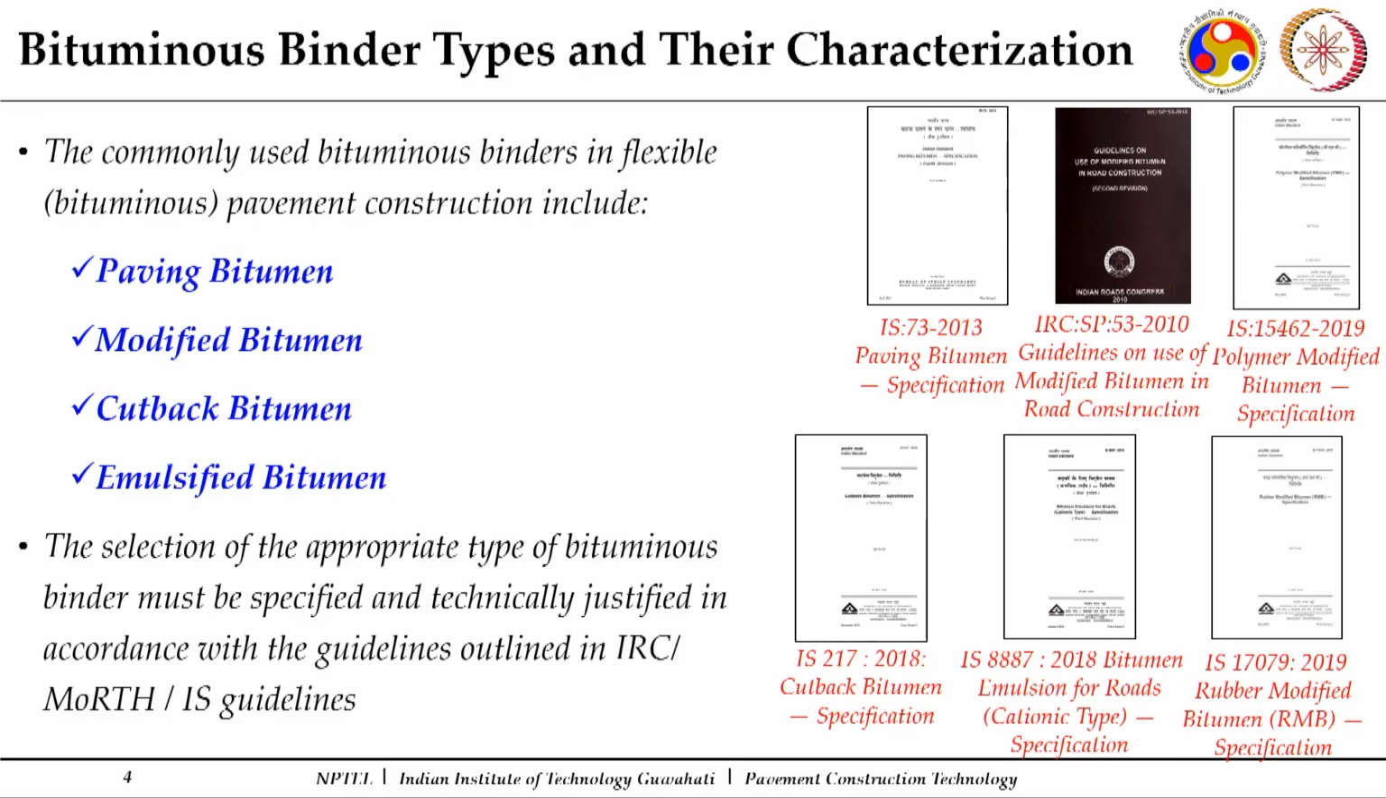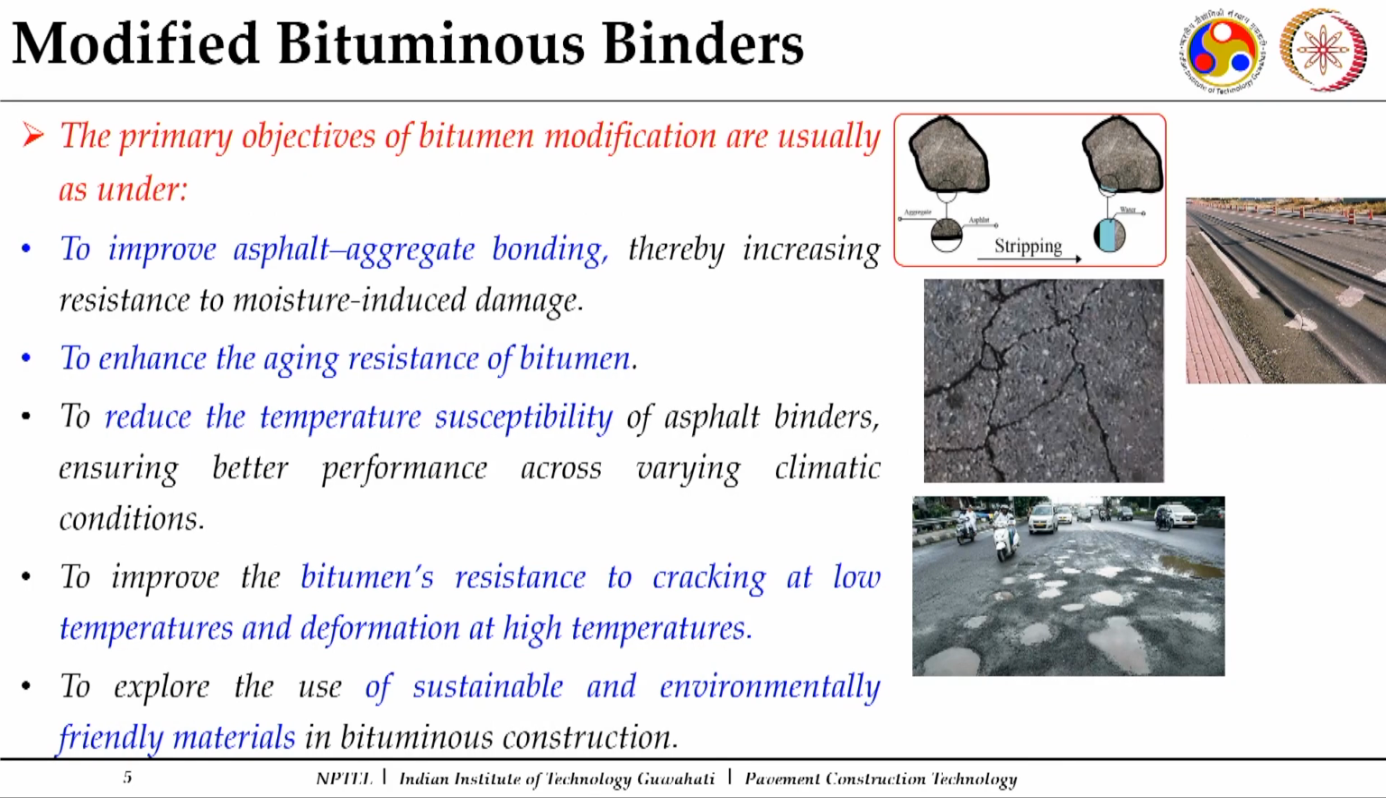In the previous lecture, we discussed the paving bitumen, the importance of bitumen and what tests are normally used to characterize the paving bitumen. Then there are other forms of bitumen which are also popular: modified bitumen, cutback bitumen and emulsified bitumen. So, we will briefly discuss what these binders are and what applications they are put to in flexible pavement construction.